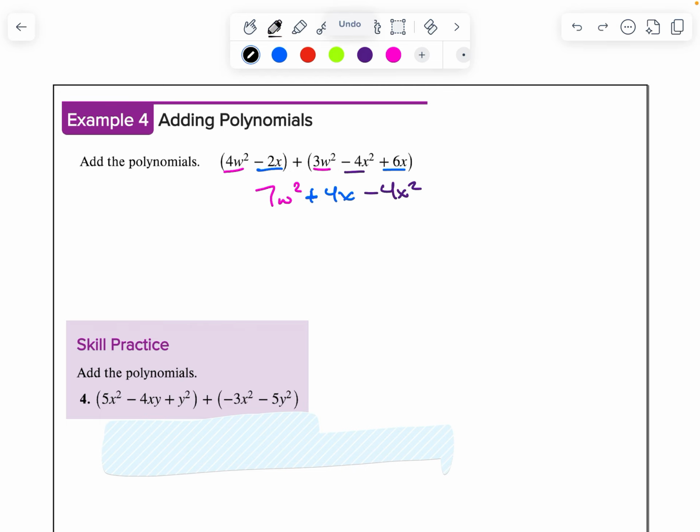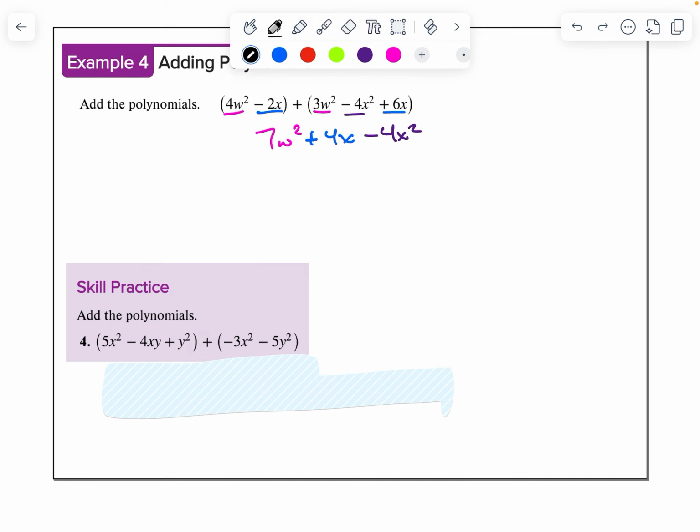Same thing on the next one. Pause it, try it, and here's what your answer should look like.